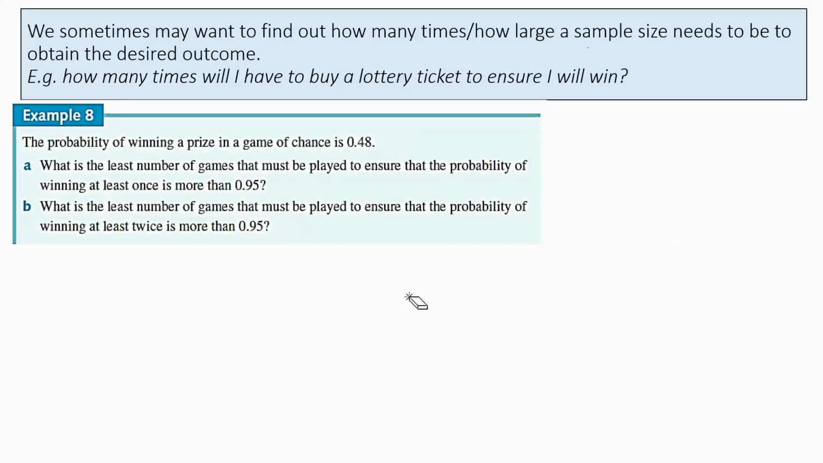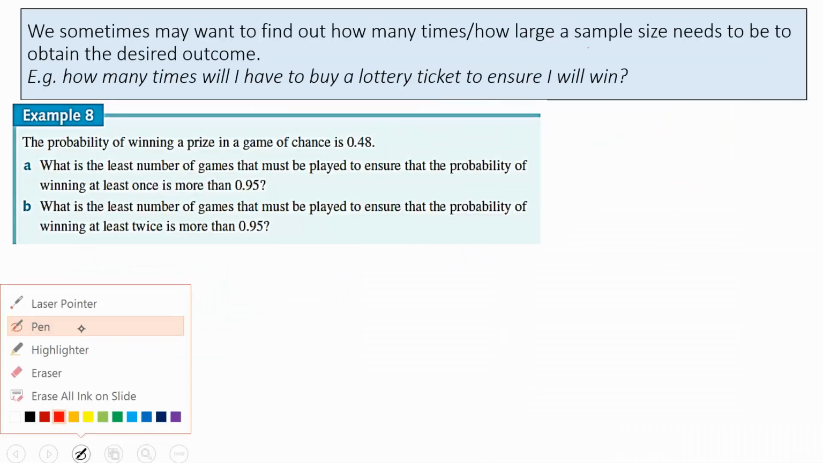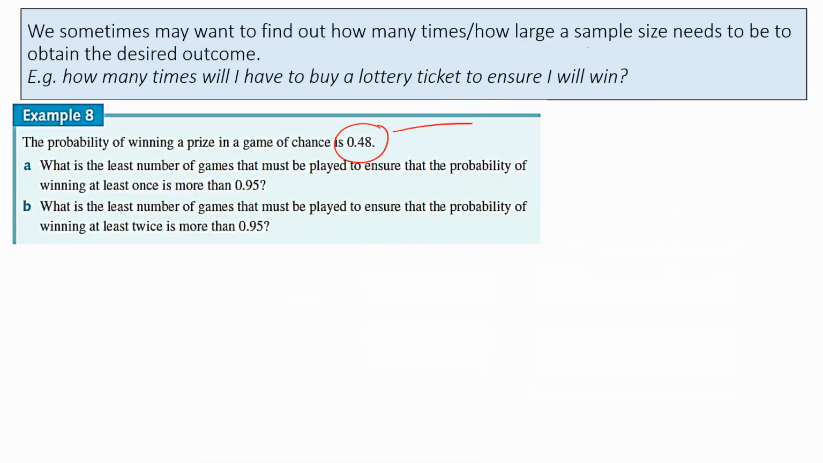This is an example from your textbook. It says the probability of winning a prize in a game of chance is 0.48. So what they've just told you is that p, the probability of success, is 0.48. And what is success? Success is winning a prize. That's key. Success is winning. Now the question is, what is the least number of games that must be played to ensure that the probability of winning at least once is more than 0.95?